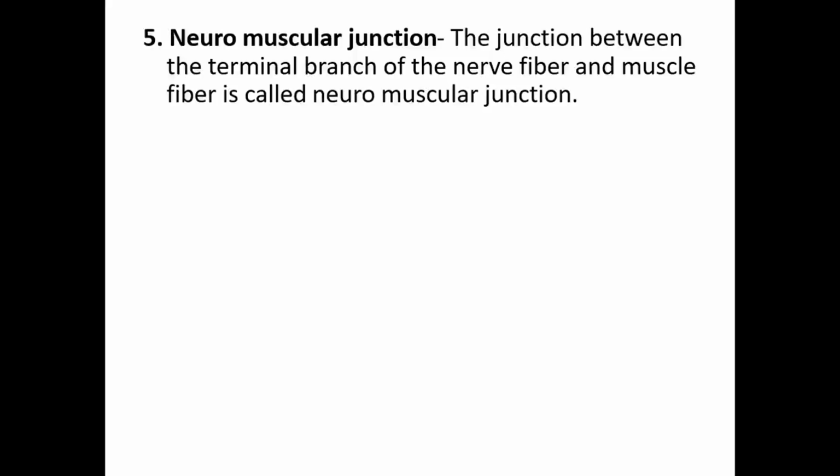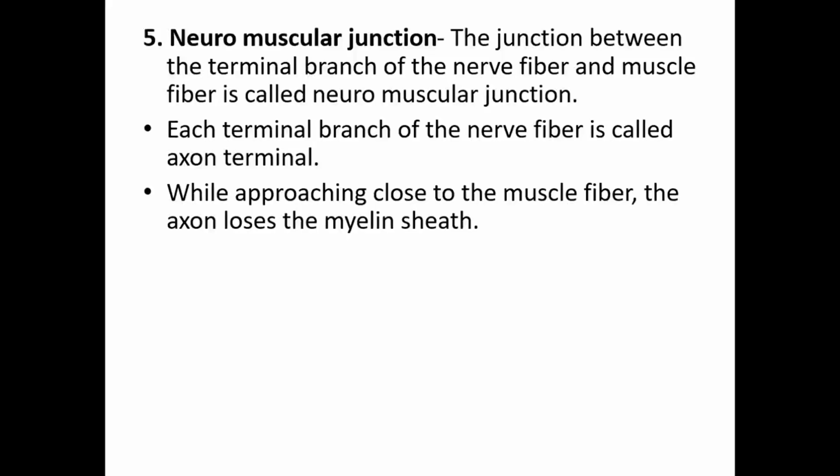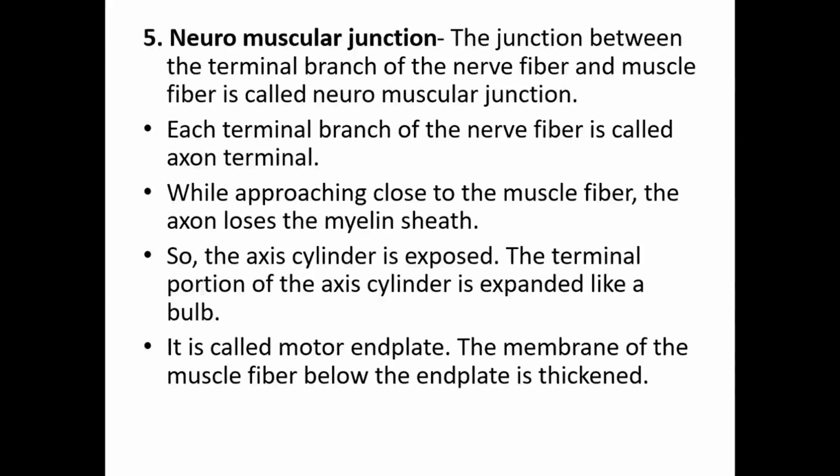Neuromuscular junction. The junction between the terminal branch of the nerve fiber and the muscle fiber is called the neuromuscular junction. Each terminal branch of the nerve fiber is called an axon terminal. While approaching close to the muscle fiber, the axon loses the myelin sheath. So the axis cylinder is exposed, and the terminal portion of the axis cylinder expands like a bud. It is known as the motor end plate.